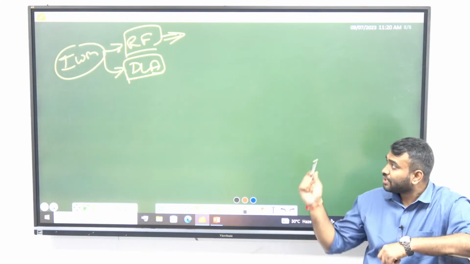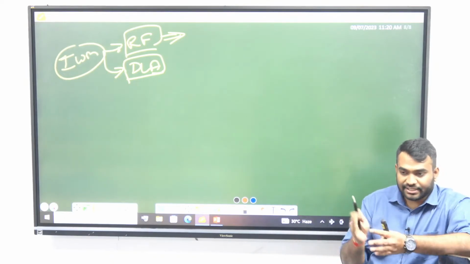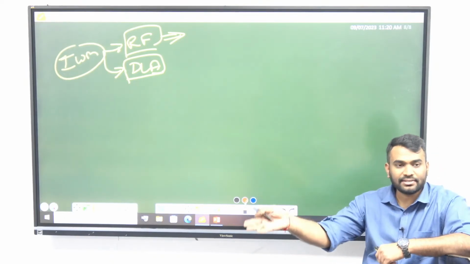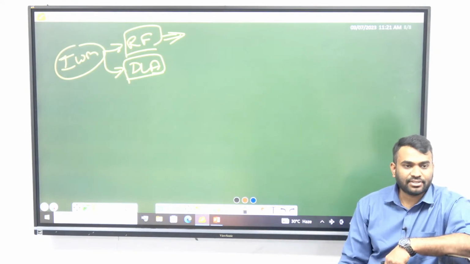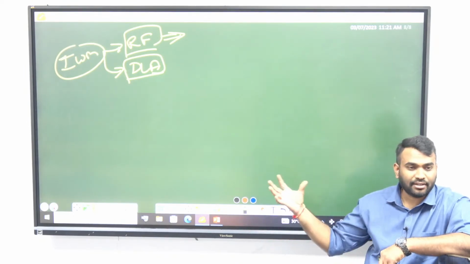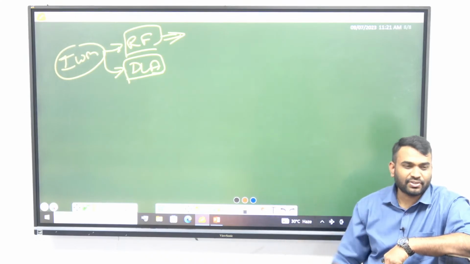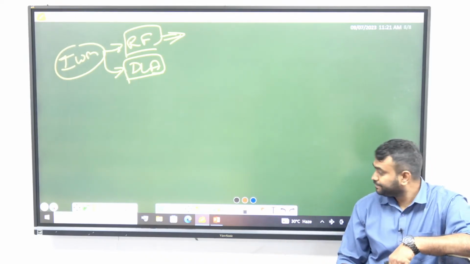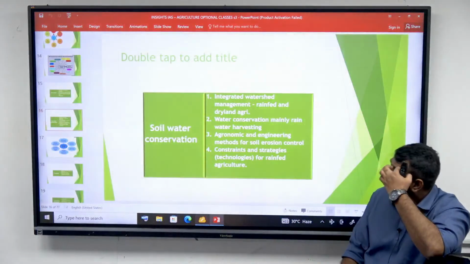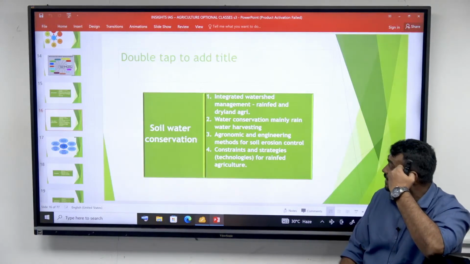So depending on the next part of the question, like integrated watershed development plus what is asked, you have to contextualize your content. But essentially this is the basic core of the concept. Utilizing this, you can generate the points. Clear? Now, next one is water conservation, mainly rainwater harvesting.